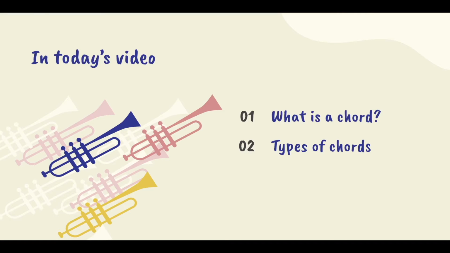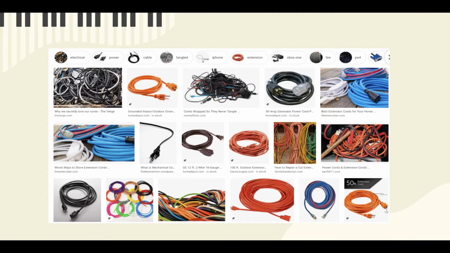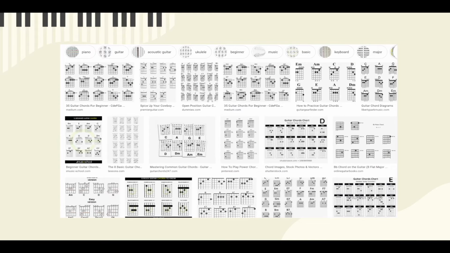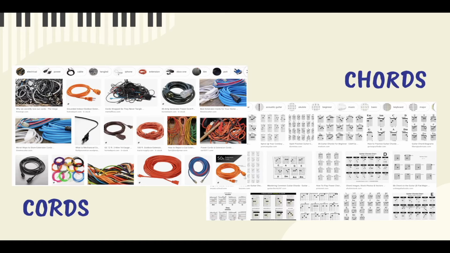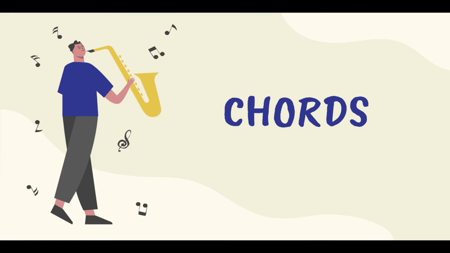So, when you search chords on the internet, when you go and Google it, there may be a few different results that you might get. You might get this search result, or you might get this search result. So what's the difference between these two search results? It is the way you spell it. So on the left, you see chords like C-O-R-D-S, like cables, and on the right, you see chords C-H-O-R-D-S, and those are music chords. So we are going to be looking at music chords for this lesson today.